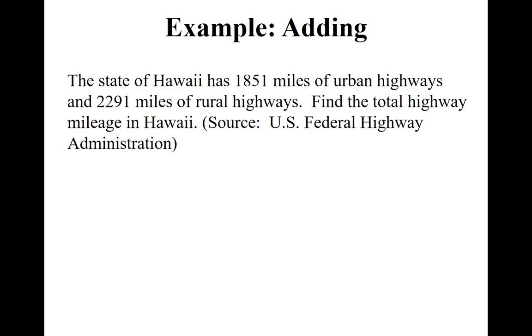Anyway, that's not this lesson. Find the total highway mileage in Hawaii. That's this lesson. So the total highways would be the urban plus the rural. So we add the numbers. Total indicates addition. 1,851 plus 2,291. We'd write them vertically. We'd add. We get 4,142 miles.